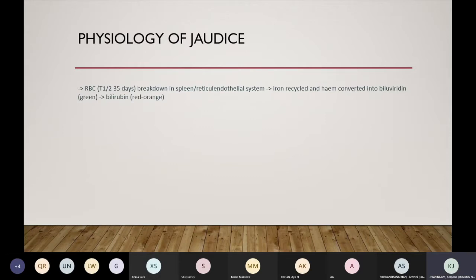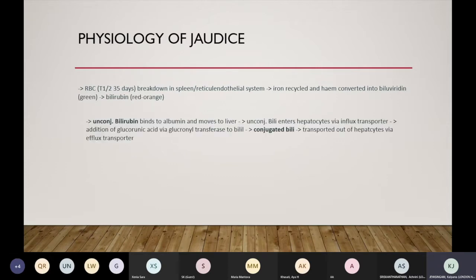get broken down in the spleen or the reticuloendothelial system and give rise to two products: one is the heme and one is iron. Iron gets recycled, and it's the heme that gets converted into biliverdin, which is green in color, and that gets converted into bilirubin, which is usually red or orange in color. This bilirubin then travels in the blood bound to albumin until it gets to the liver.